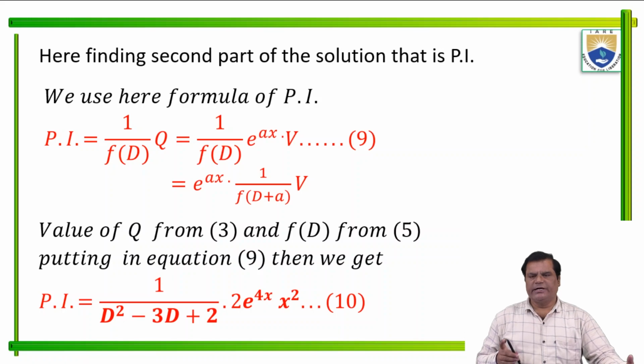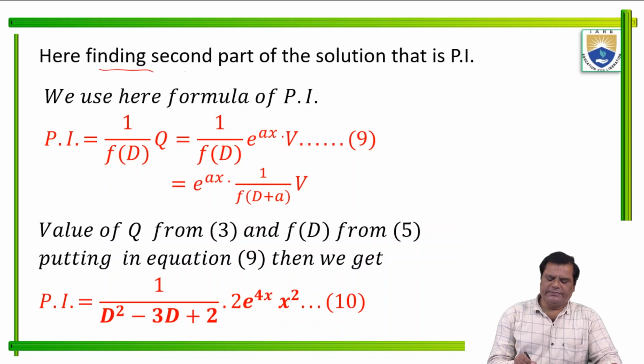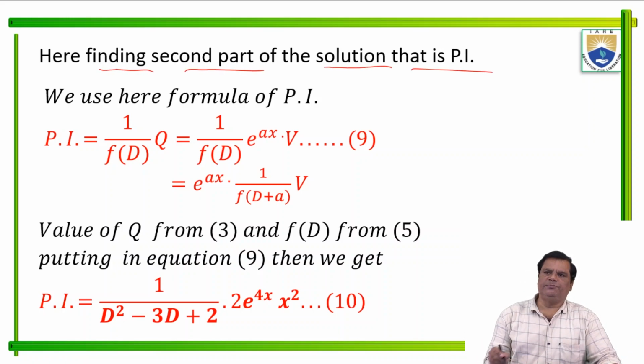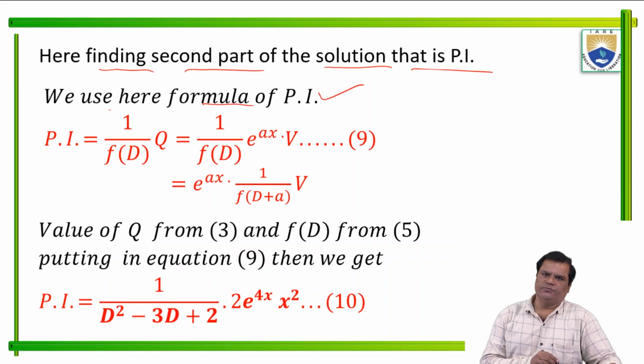Now, the second solution. Here we are finding the second part of the solution, that is PI, the particular integral. We use the formula of PI here. So PI is equal to 1 upon f(D) into Q. This is the basic formula. In each question we apply this formula. So 1 upon f(D) into Q. Q is e to the power ax into V.